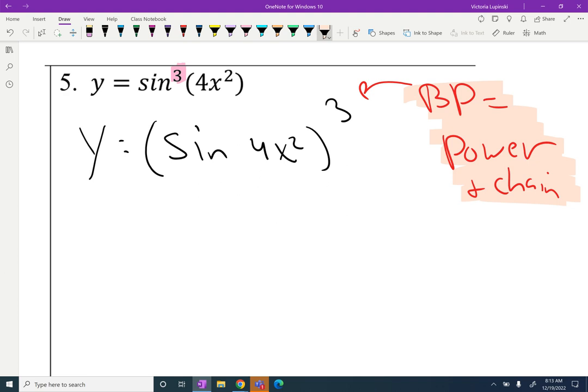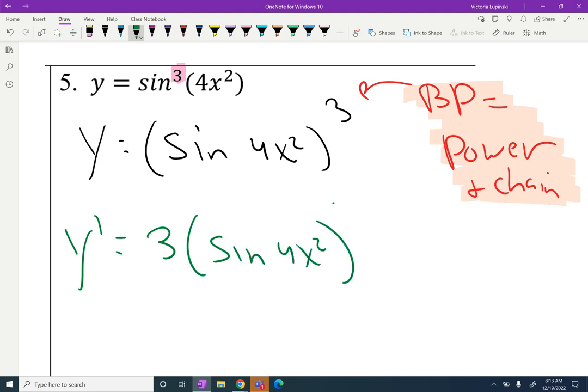Again, compare this to number 4. In number 4, you still had 3 functions, a power, a sine, and something else. You have the same 3 functions here, but they're in a different order. Because the whole thing is being cubed, when you start this problem, you have to do the cube first. So bring down the 3, take the entire quantity to the 1 less power, which is 2. Then do the chain rule for the first time.